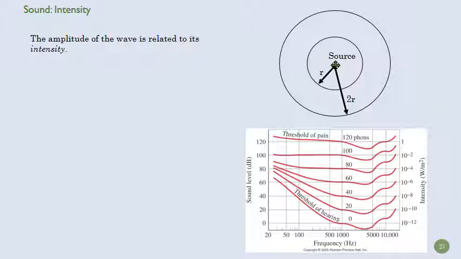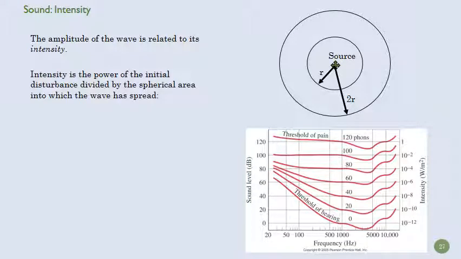The amplitude of a wave, that is how much it's oscillating, is related to its intensity. And the intensity is the power of the individual disturbance divided by the area through which the wave has spread. Okay, so the power comes from the source, right? We might have a speaker here, and so it's producing a certain wave of a certain amplitude.